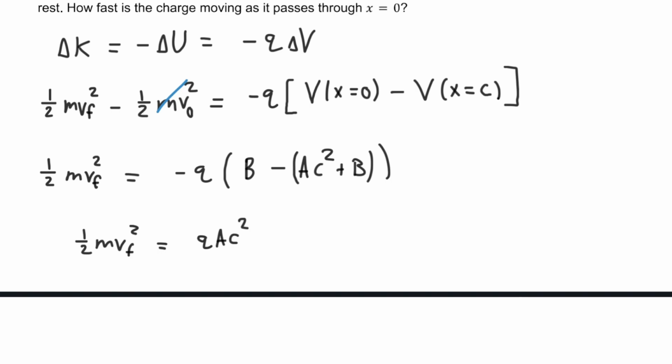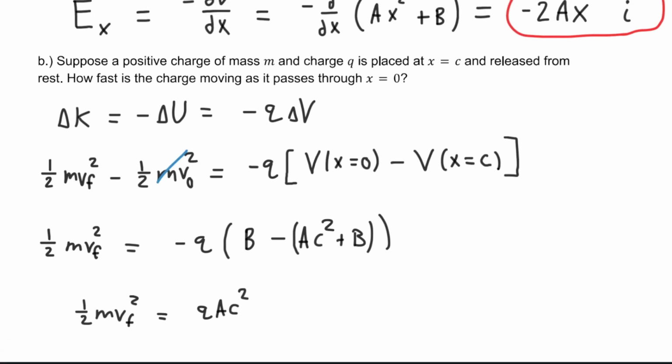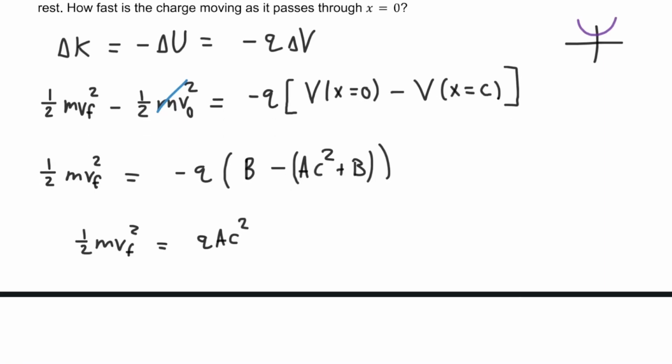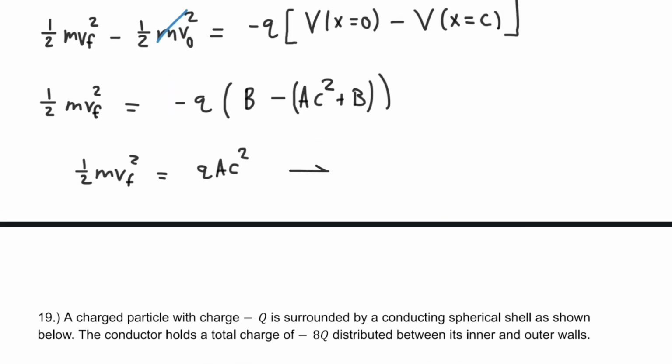And now we see that the sign issue resolved itself, and it should make sense that our change in kinetic energy is a positive number, because it will speed up. Because what this potential graph looks like is the potential graph was like a quadratic, so it looked something like this. So I would be accelerating downhill if I started at some point and then went through the origin. So then it's just a simple rearrangement to solve for VF, which is just the square root of 2QAC squared divided by M. And lots of letters there, but there's our final answer.